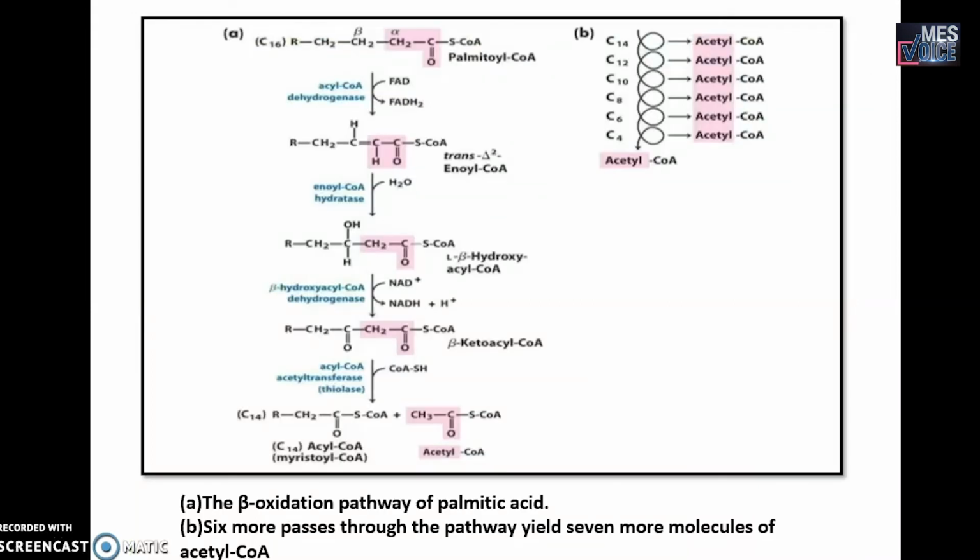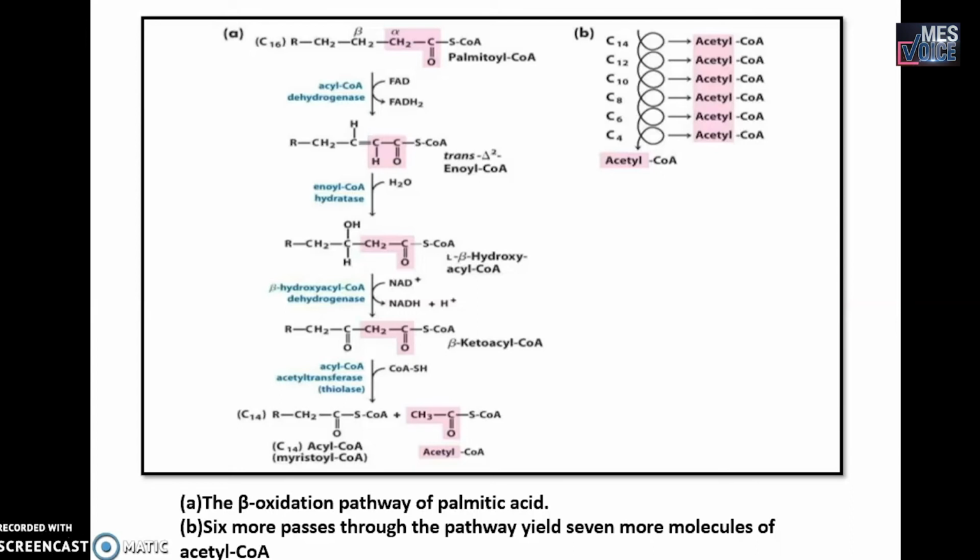This is the structural representation of the 4 steps of beta oxidation. So here palmitoyl-CoA or palmitic acid is considered. At first, oxidation catalyzed by the enzyme acyl-CoA dehydrogenase. It contains FAD as coenzyme or prosthetic group. So FAD accepts 2 hydrogen atoms and forms FADH2, and the resulting product is trans delta 2 enoyl CoA, RCH2 CH double bond CH C double bond O SCoA.